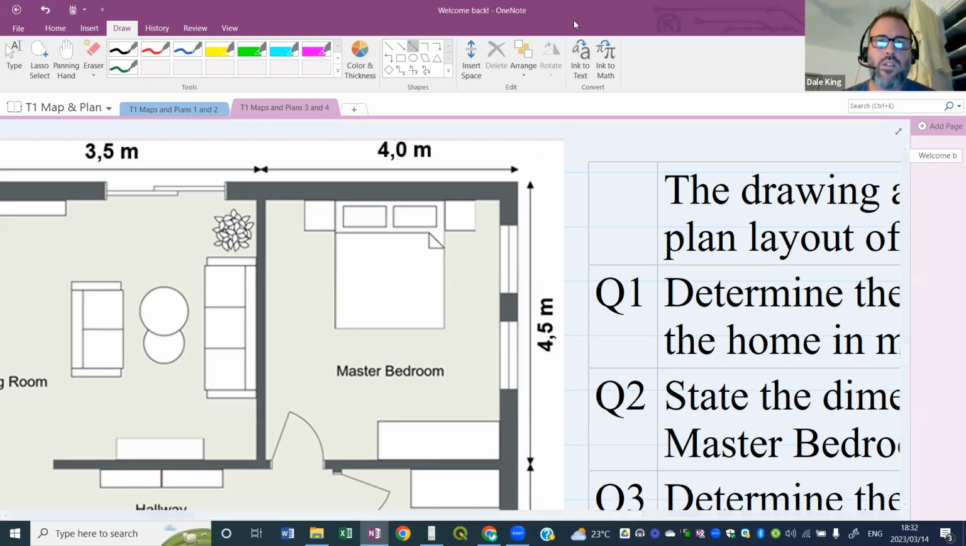All right, good answer. Yes, so we've got a length here of 4.5 meters. Why do I say this is the length? Because it's the longer one. And we have a breadth or a width of 4 meters. Those are the dimensions. How would you write that out?